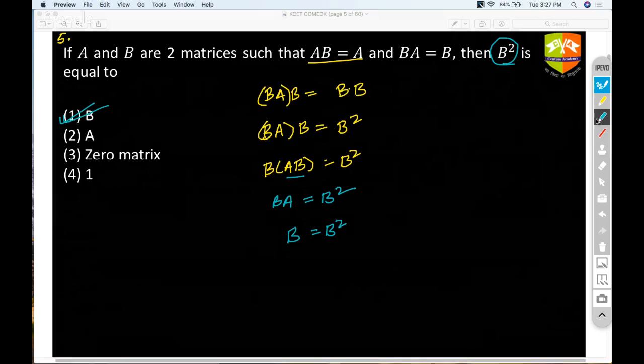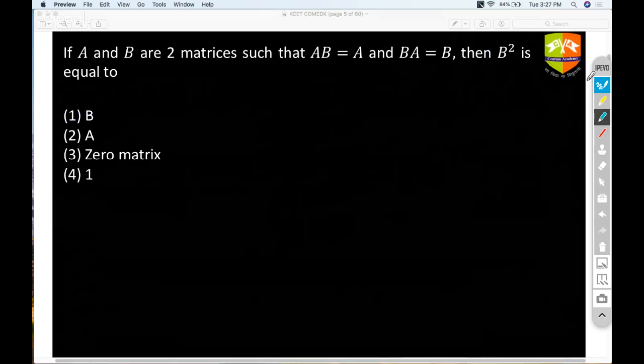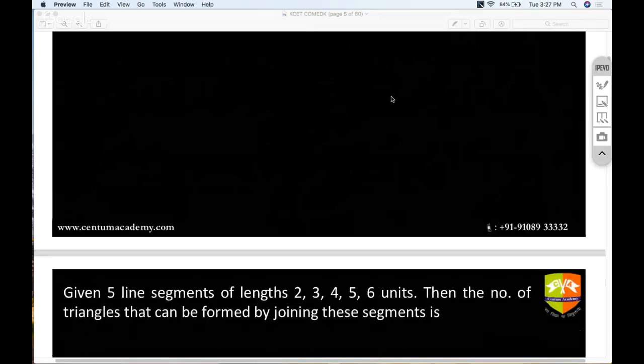Absolutely correct. Again, Vaishnavi was the first one to answer this. Let's move on to the next one.